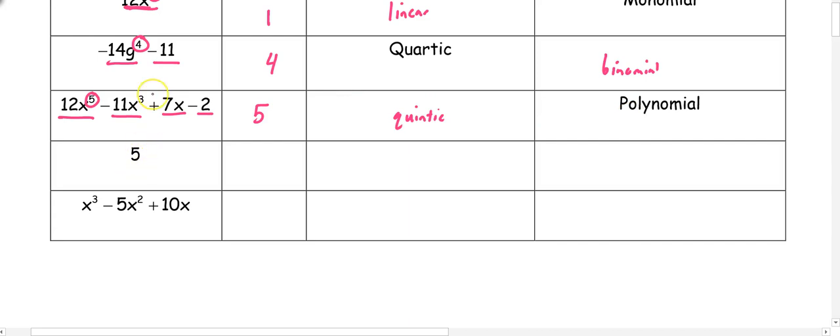The next one, we have 5. There's no x's, which means that this is a degree of 0, and anything that's just a number is called a constant. And this has one term, so it's a monomial. And the last one, the highest exponent is a 3, which means that it's cubic, and it has 1, 2, 3 terms, so this means it's a trinomial.